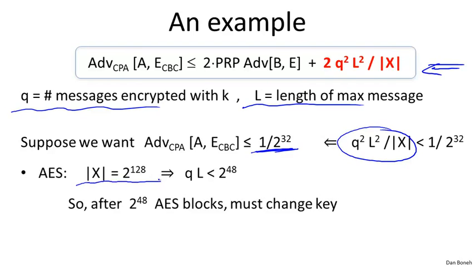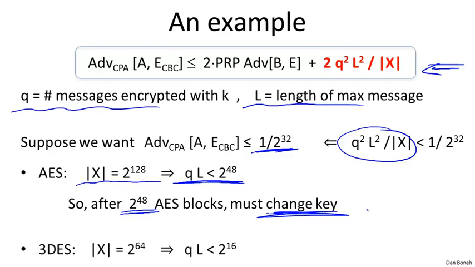The size of X is 2 to the 128. If you plug this into the expression, you see that basically the product Q times L had better be less than 2 to the 48. This means that after we use a particular key to encrypt 2 to the 48 AES blocks, we have to change the key. Essentially CBC stops being secure after the key is used to encrypt 2 to the 48 different AES blocks. So it's nice that the security theorem tells you exactly how long the key can be used and how frequently you have to replace the key.